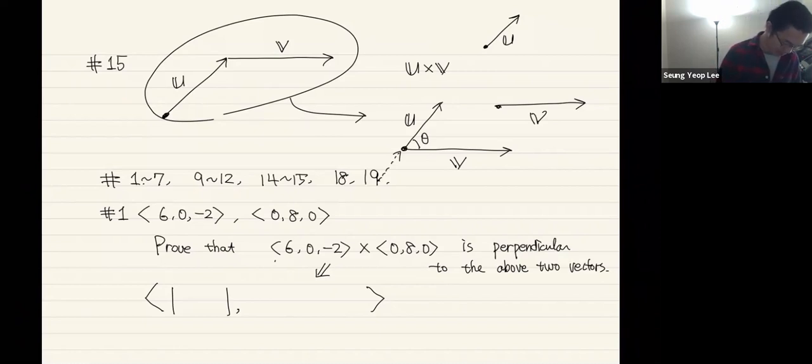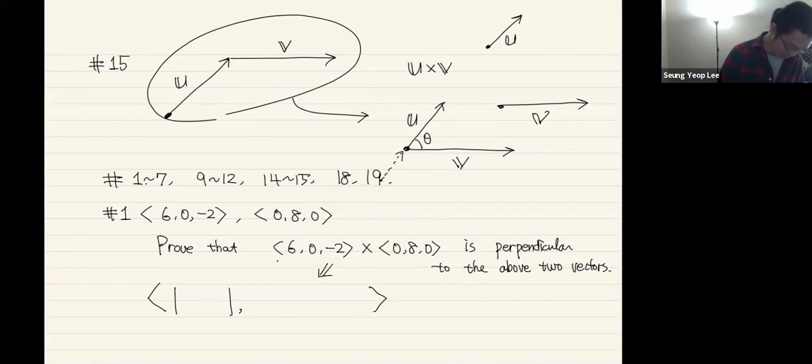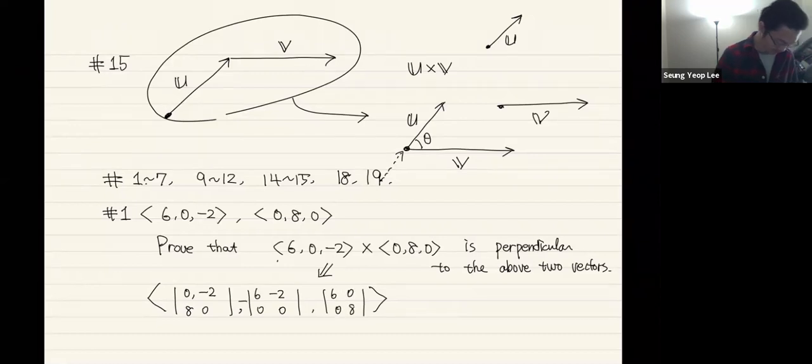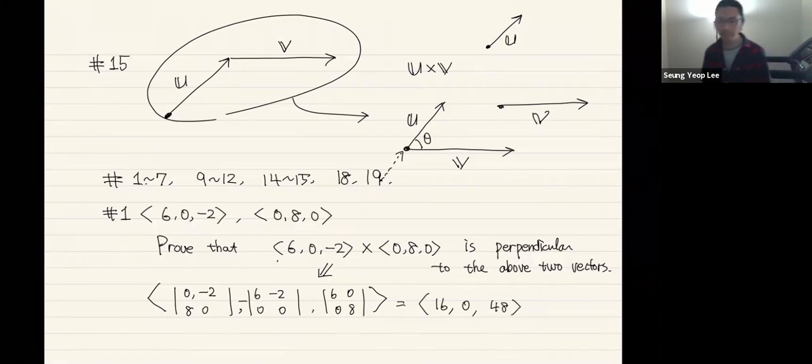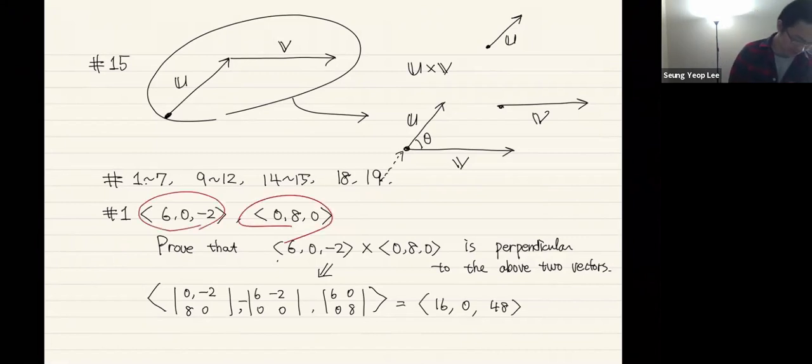Okay, so let's do a quick computation. Here it's 0, -2, 8, 0, and here's the minus sign, and 6, -2, 0, 0, 6, 0, 0, 8, right? Therefore, it's the vector with 16, 0, and 48. So that's the vector. We have to prove that this thing is perpendicular to both of these vectors. How to show that?